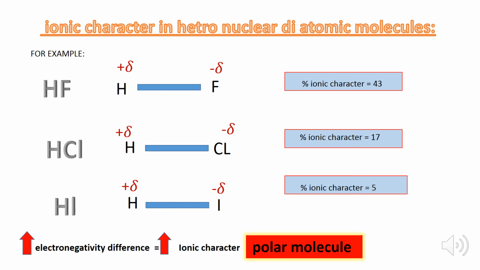So friends, now we come to know that if there is an electronegativity difference between the two atoms, as in the case of a heteronuclear diatomic molecule, then there must be an ionic character and the molecule is a polar molecule.